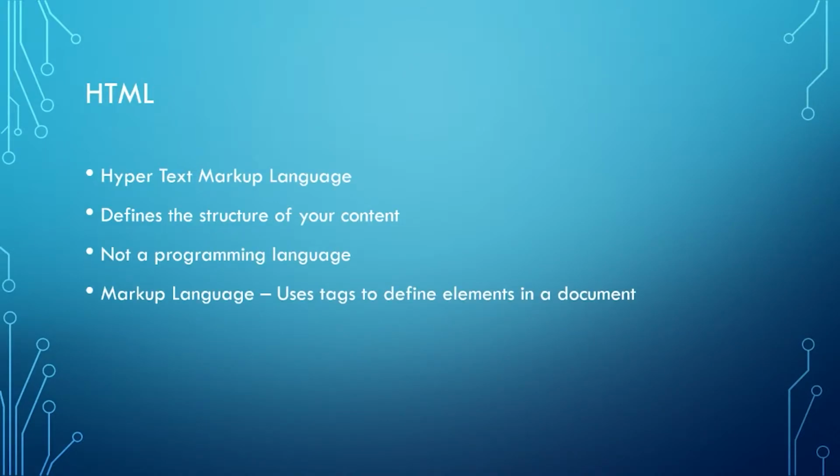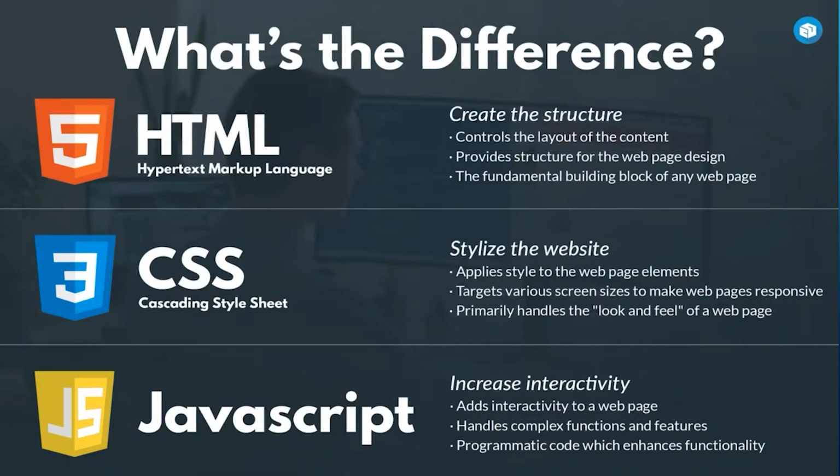All right, so HTML stands for Hypertext Markup Language. It defines the structure of your content. HTML is not a programming language. It is a markup language, so it uses tags to define elements in a document. To create a web page, we're going to be using HTML, CSS, and JavaScript. HTML is the structure of our web page. CSS is the styling, and JavaScript is the behavior.